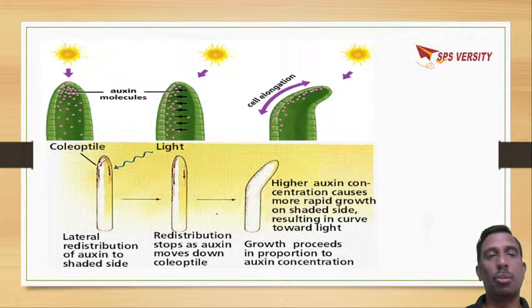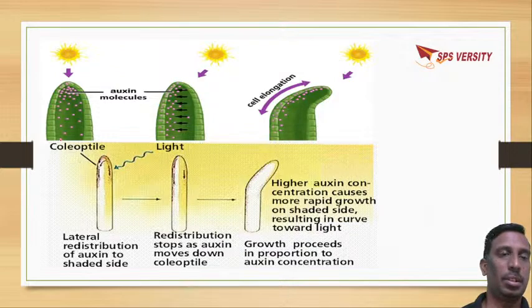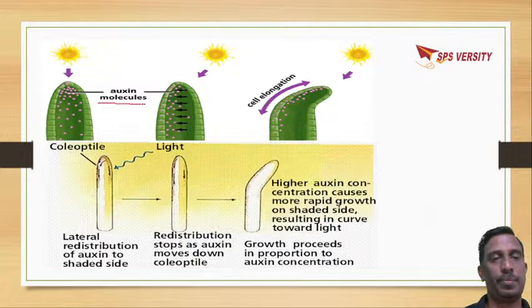Okay. So here if you take these auxins, generally auxins are synthesized in the apices. The apices means root apex, shoot apex, branch apex. So here you can see, this is the coleoptile, the apex of the coleoptile, where auxins are synthesized. So these are auxin molecules.